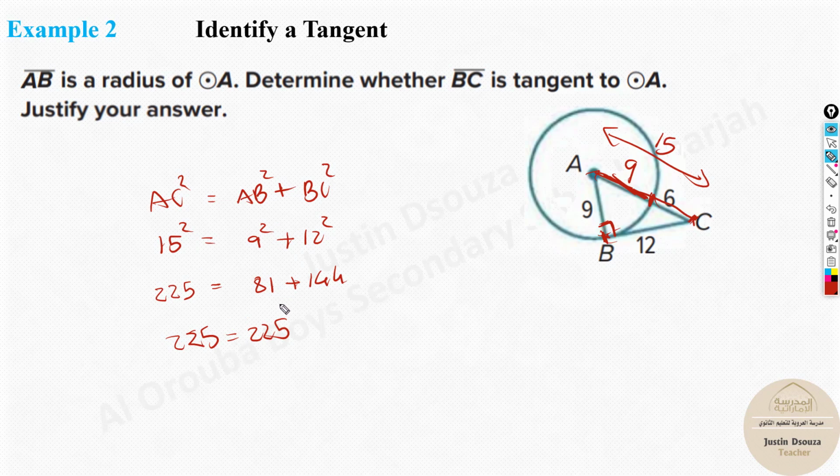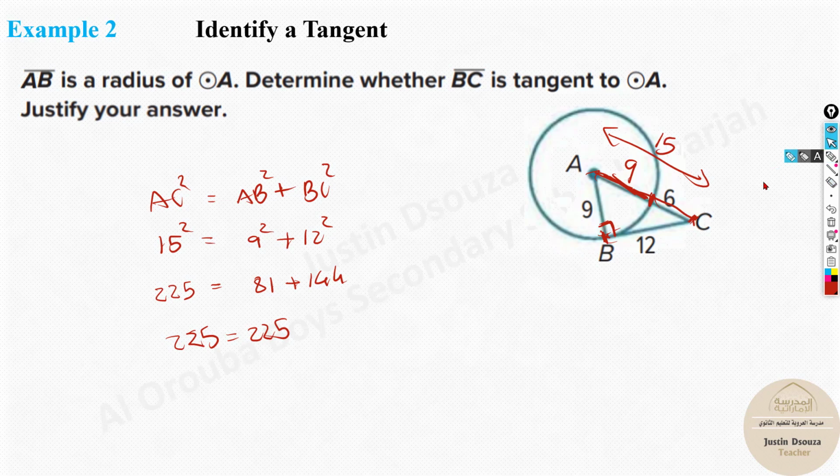That is 225 basically. Now, since it's a right angle triangle, the hypotenuse squared and the sum of the squares of the other two sides are equal. Over here you can see that means this must be a 90-degree angle. Only then Pythagoras theorem works.